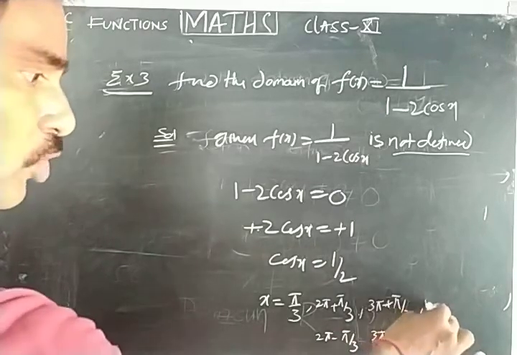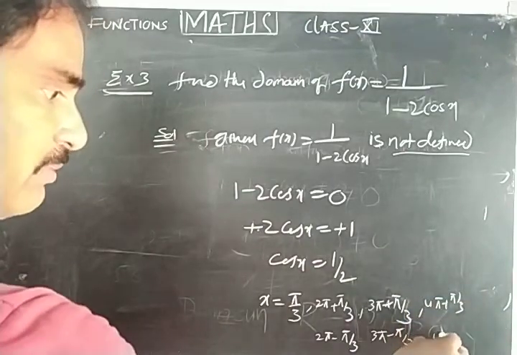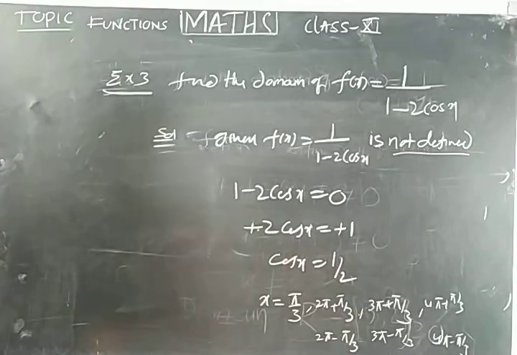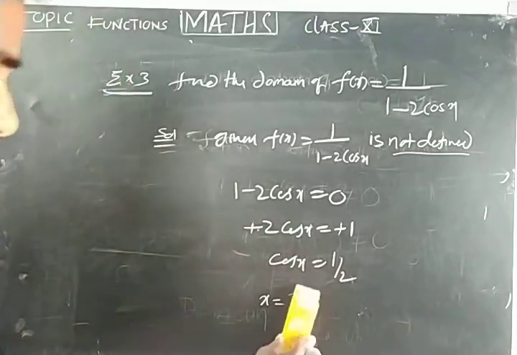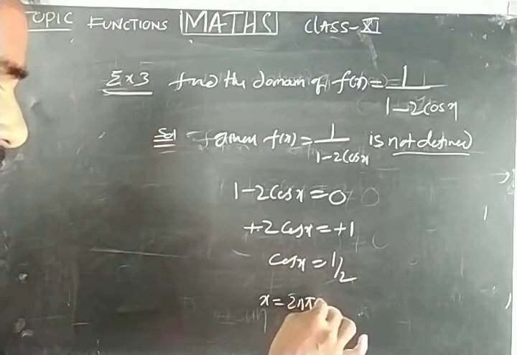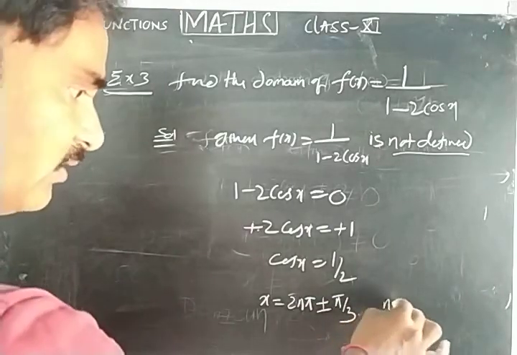1 by 2. 4 pi plus pi by 3. 1 by 2. 4 pi minus pi by 3. 1 by 2. That means, how can we express this? We can express this as x equal to 2n pi plus or minus pi by 3, where n belongs to Z.